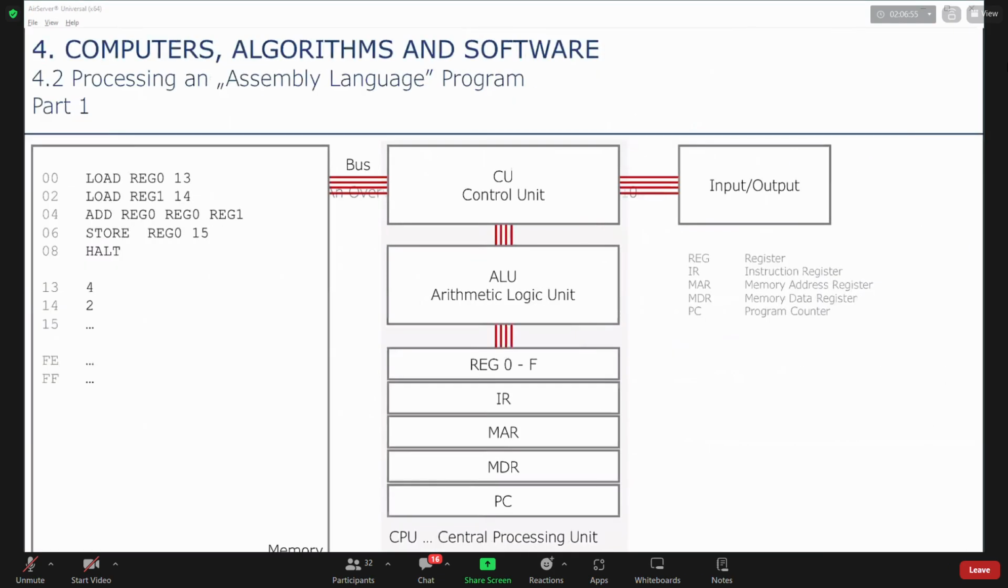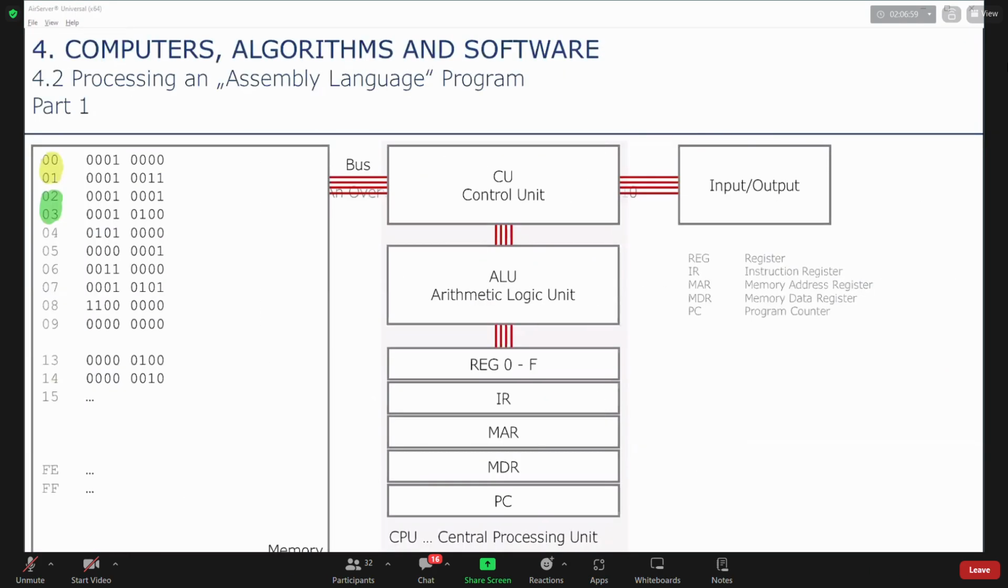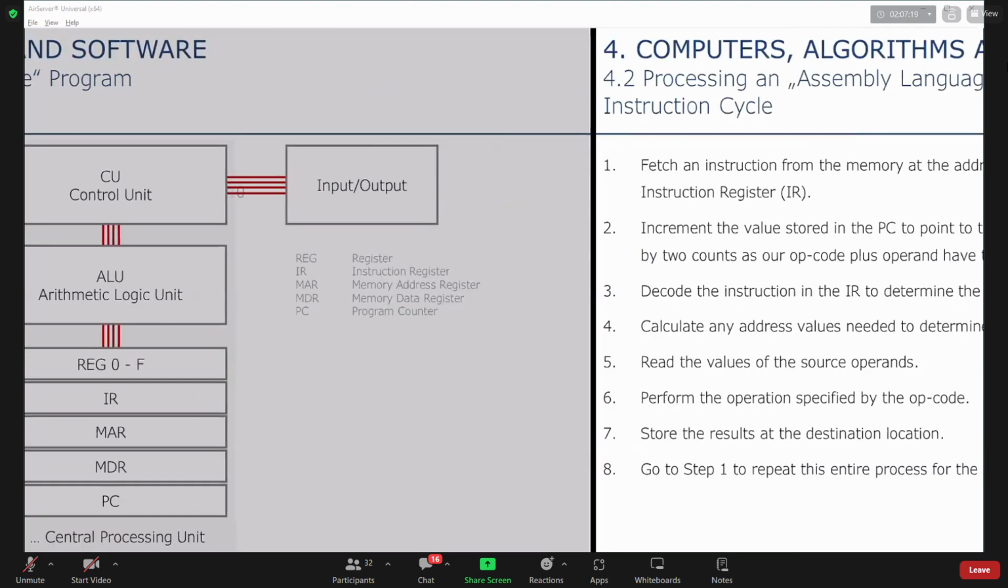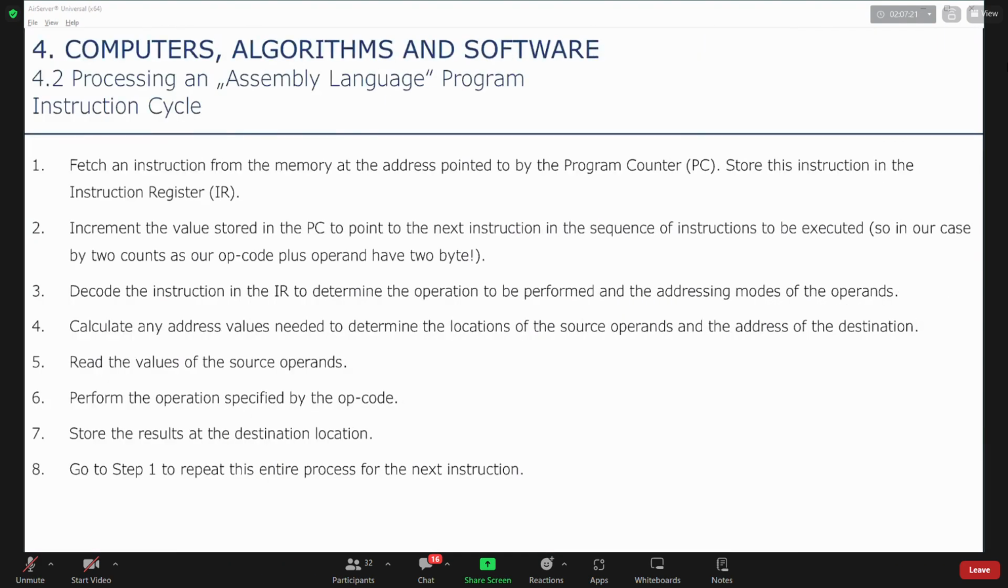So now we have that in binary. And even the data is stored in binary, because in the PC, we are storing everything in binary manner. Now we have to look into how our CPU is processing that. So first of all, it fetches an instruction from the memory at the address pointed by the program counter and stores this instruction in the instruction register.